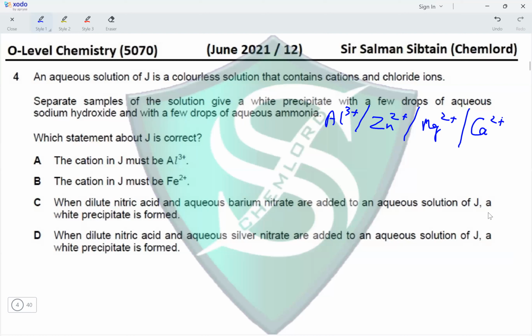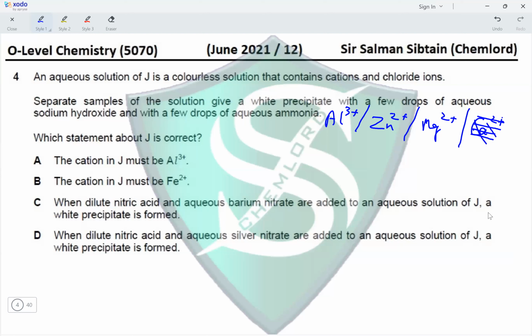In fact, with ammonia, calcium will not form a precipitate. It will only form a precipitate with sodium hydroxide. So calcium can be eliminated, but the rest of the three are definitely present. So which statement about J is correct? The cation in J must be Al3+.